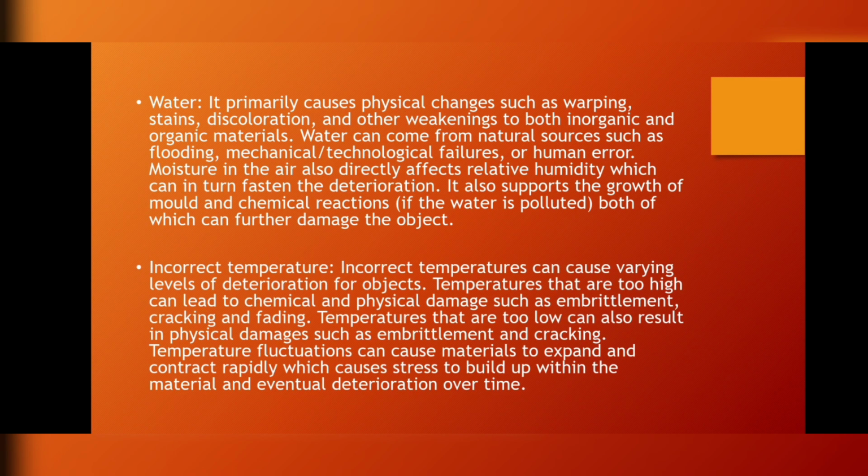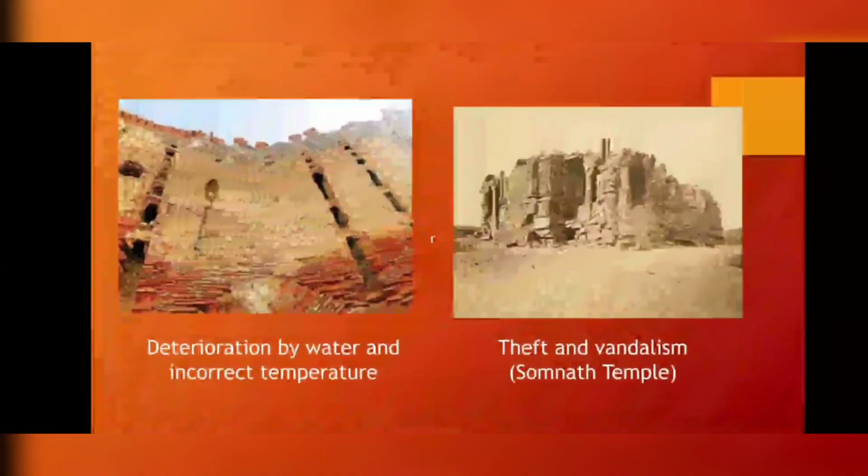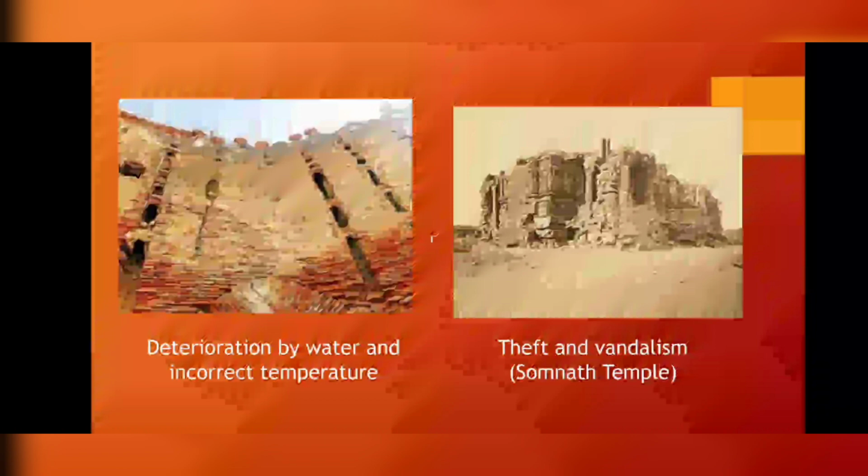Incorrect temperature. Incorrect temperature can cause varying levels of deterioration for objects. Temperatures that are too high can lead to chemical and physical damage, such as embrittlement, cracking, and fading. Temperatures that are too low can also result in physical damage, such as embrittlement and cracking. Temperature fluctuations can cause materials to expand and contract rapidly, which causes stress to build up within the material and eventual deterioration over time. Deterioration by water and incorrect temperature.